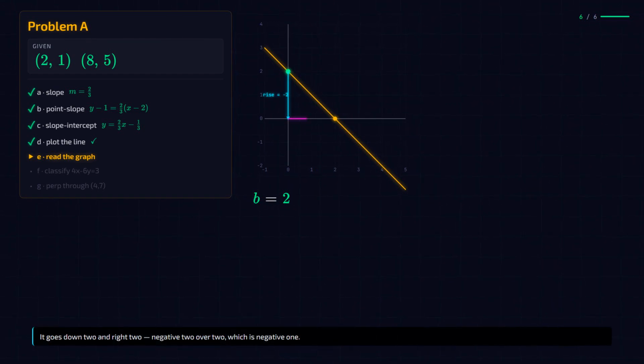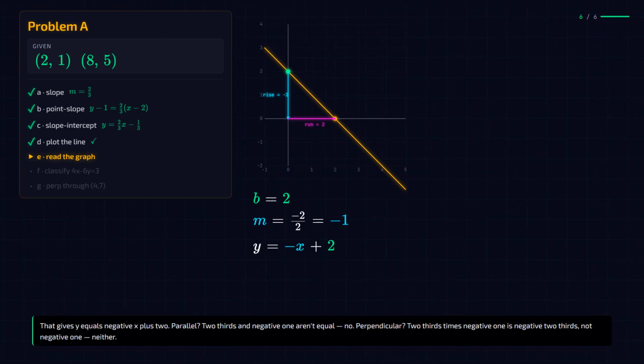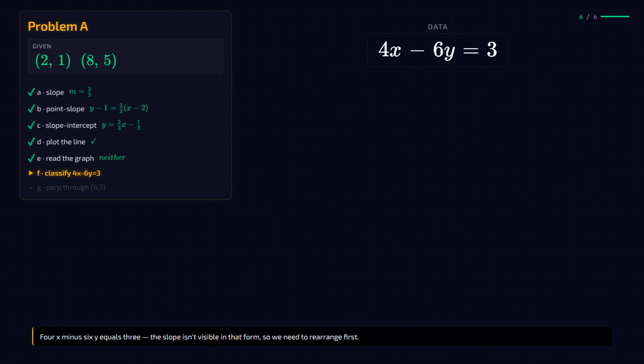It goes down 2 and right 2, negative 2 over 2, which is negative 1. That gives y equals negative x plus 2. Parallel? 2/3 and negative 1 aren't equal. No. Perpendicular? 2/3 times negative 1 is negative 2/3, not negative 1. Neither.